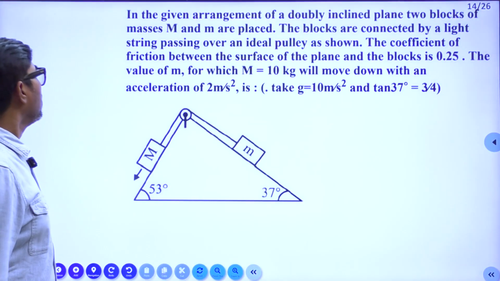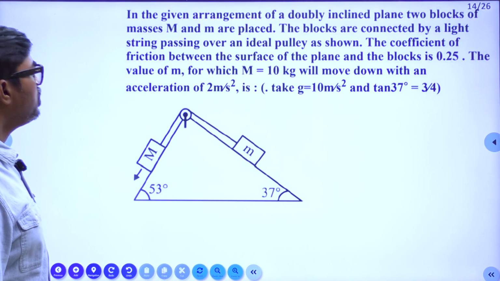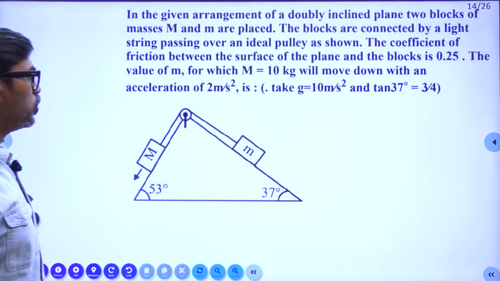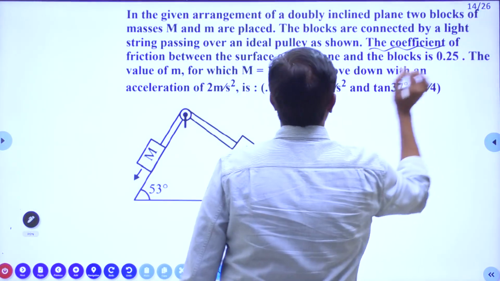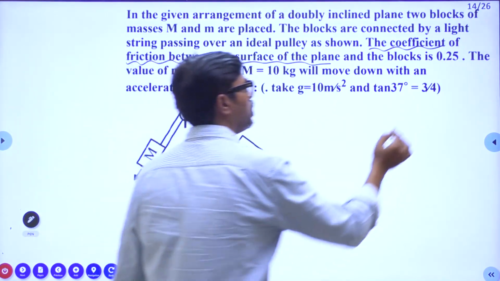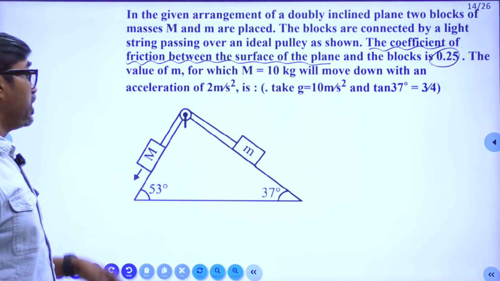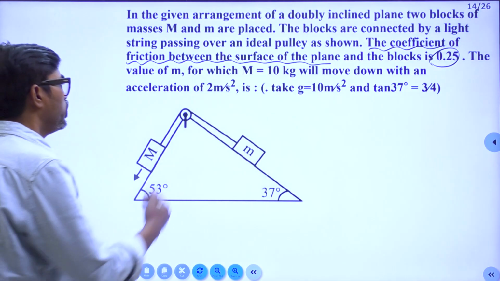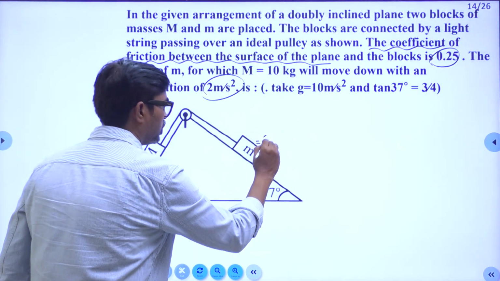Okay, let's move on. In the given arrangement of a doubly inclined plane, 2 blocks of masses capital M and small m are placed. The blocks are connected by a light string passing over an ideal pulley as shown. Okay. So how is it different? You have friction here. Earlier problem you didn't have friction, but now you have friction here. Friction coefficient is 0.25. The value of small m for which capital M, which is 10 kg, will be moving down the incline with an acceleration of 2 meters per second square. They gave acceleration. We just have to calculate small m.